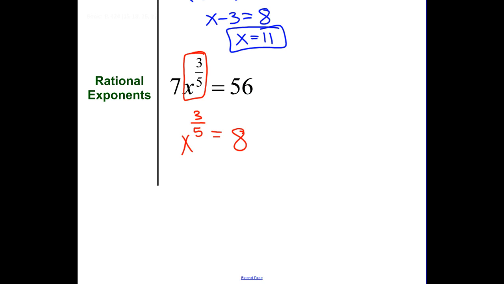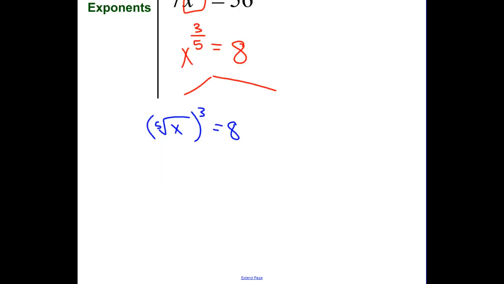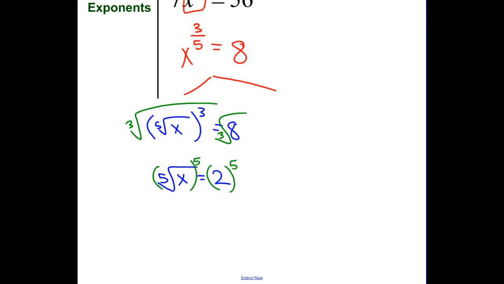Now you have options. There are 2 ways you can do this. First way you could do is rewrite x to the 3/5 as the 5th root of x cubed equals 8. And if we did it that way, we would cube root both sides first. So to get rid of that cubed, we would cube root both sides. And we'd end up with the 5th root of x equals 2. Now again, to get rid of that 5th root, we raise it to the 5th power, which means we end up with x equals 32.